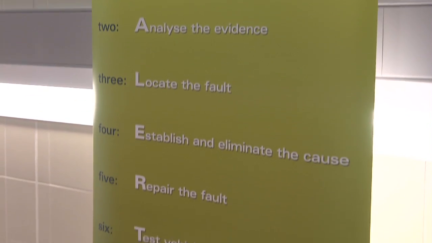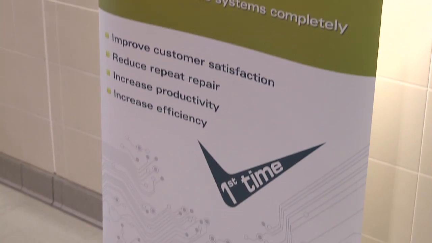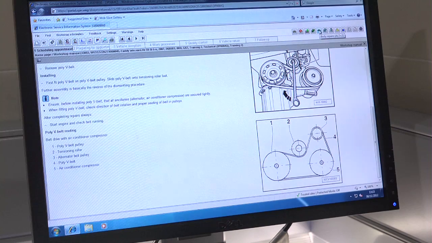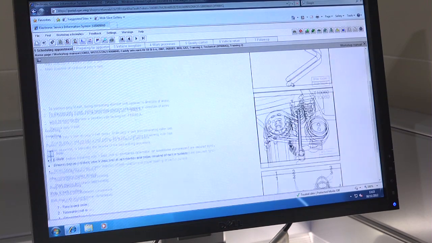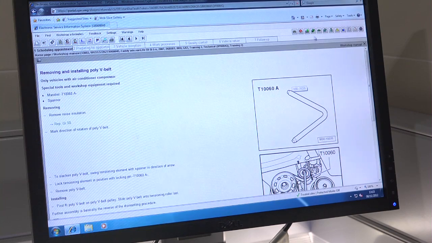The 6 steps start off with ensuring that the technician gets all the essential information from the customer that they're actually complaining about, that makes them believe they've got a fault. We then get them to analyse this evidence, which ultimately reduces the diagnostic time right down because they'll produce a plan of what it is they're going to diagnose.